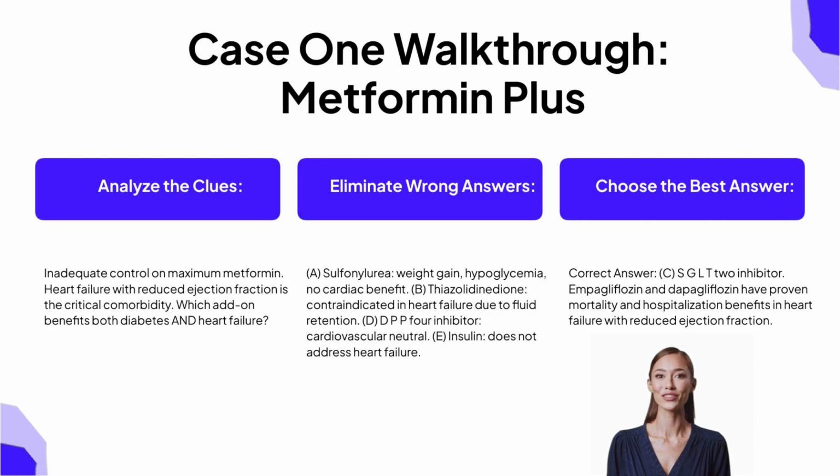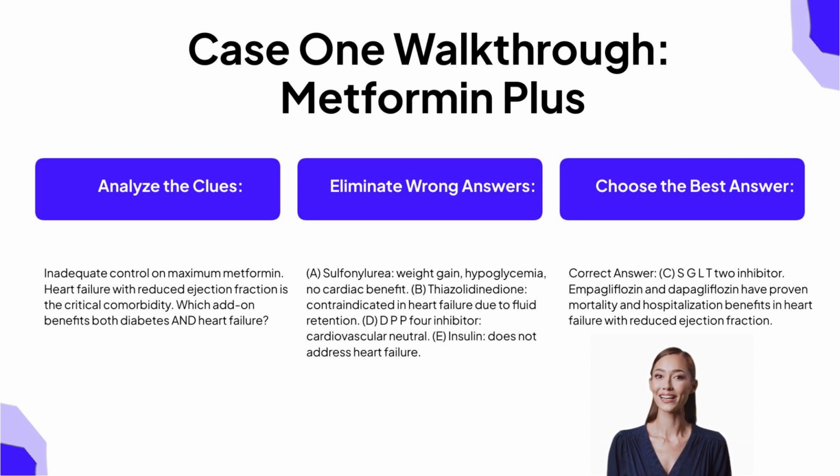Let us walk through this step by step. First, analyze the clues. She is on maximum metformin and still above target. That means we need a second agent. But the real clue is the heart failure with reduced ejection fraction. On the board exam, whenever they give you a comorbidity, it is driving the answer.